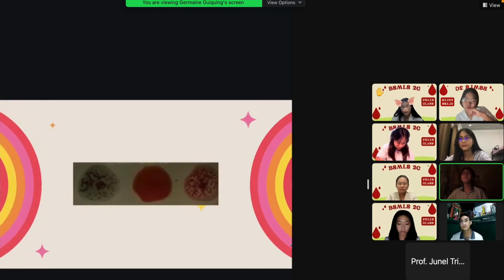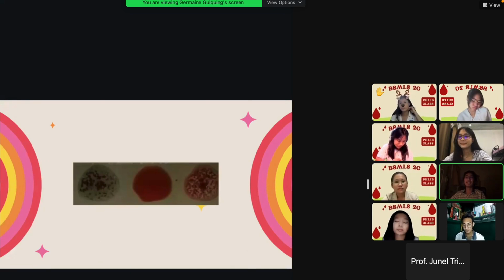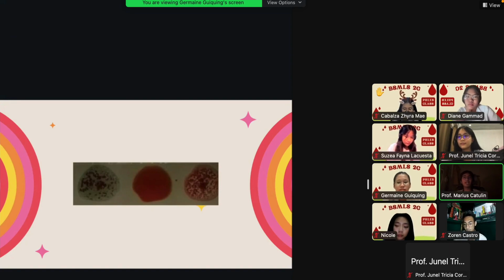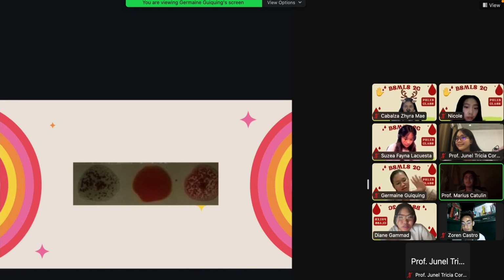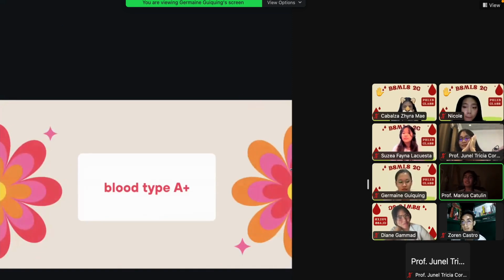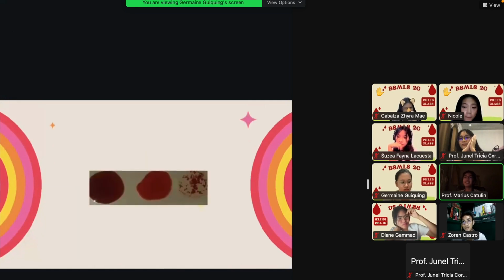Okay guys, so may palaro lang tayo para mag-practice tayo sa pag-analyze ng blood sample or blood type. So guys, nag-agglutinate yung unang drop, so mayroong agglutination sa anti-A, nag-hemolyze yung anti-B, and then mayroong agglutination sa anti-D. So ano kayang blood type yan guys? Sir, A positive po. Okay, tama si Diane, A positive. Guys, again, ang basehan natin kung positive is yung agglutination, okay?